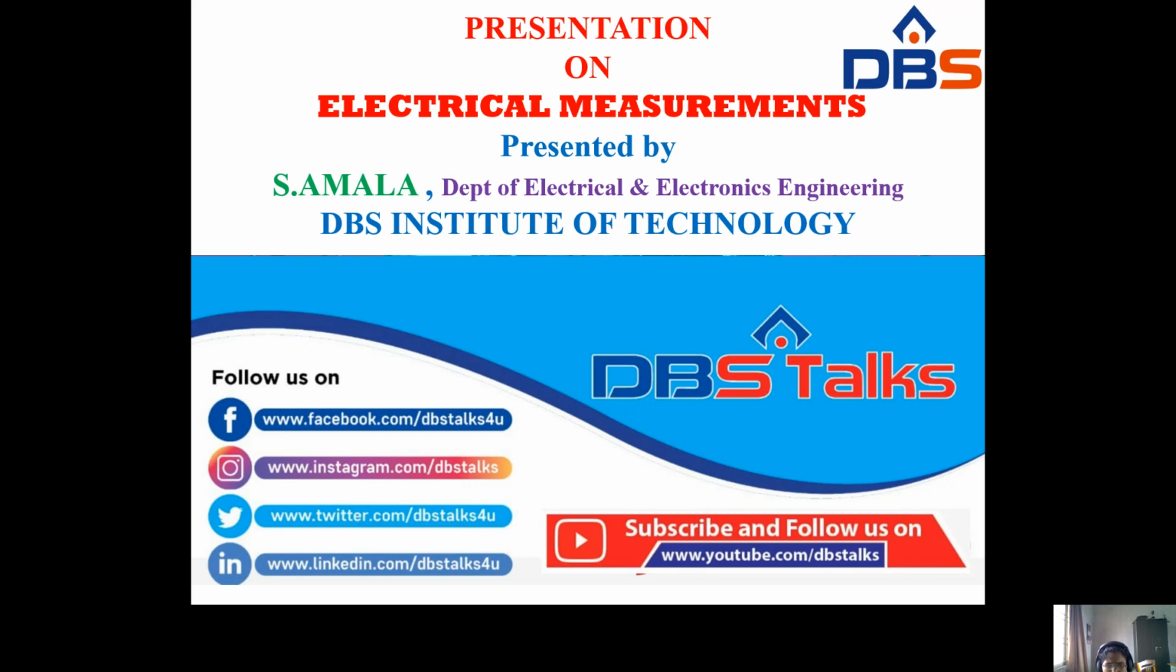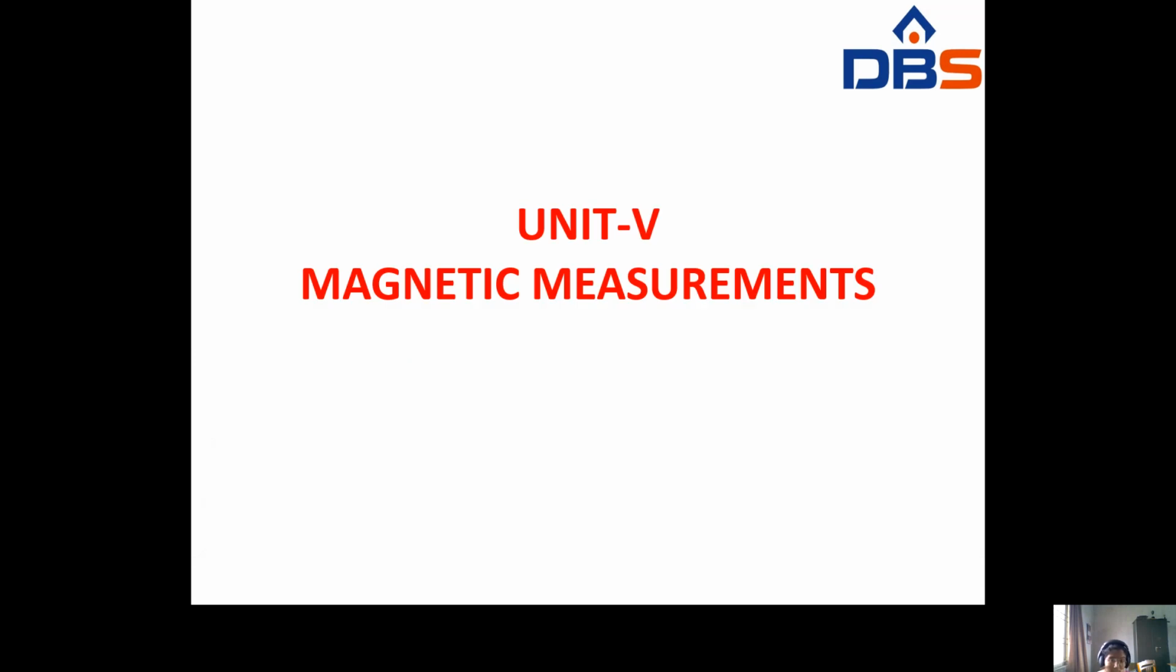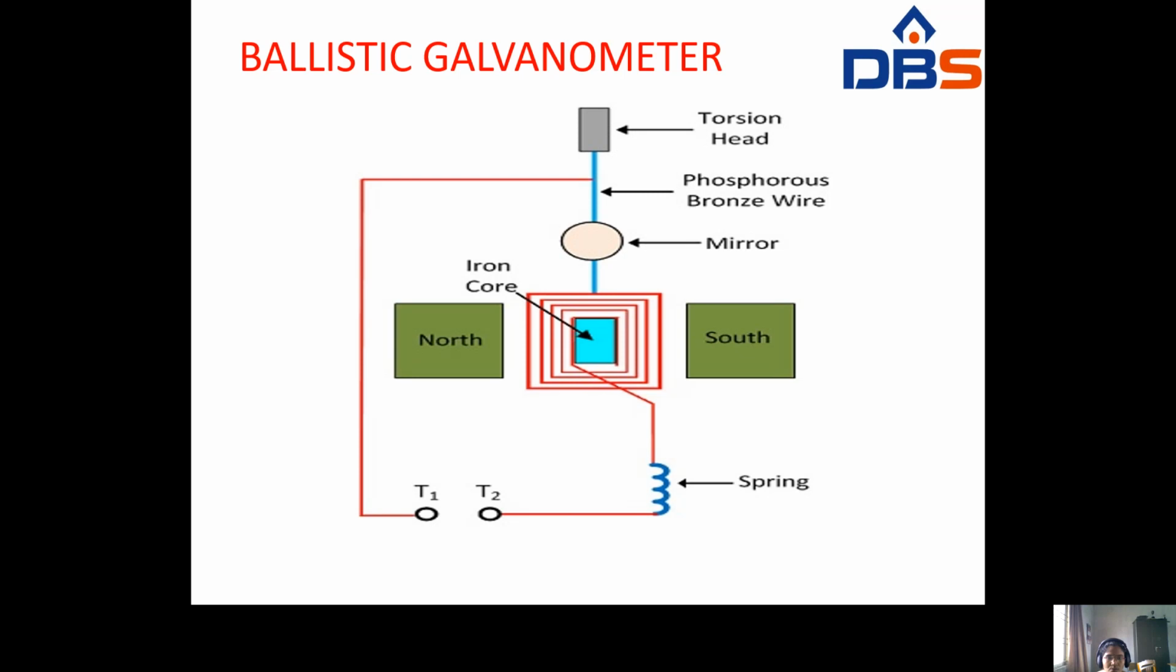Now in this class we are discussing the subject electrical measurements. This is our 15th topic, magnetic measurement. Today we are discussing how you can find out the BH curve, the determination of the BH curve by using two methods: the method of reversals and the step by step method. So let us go.